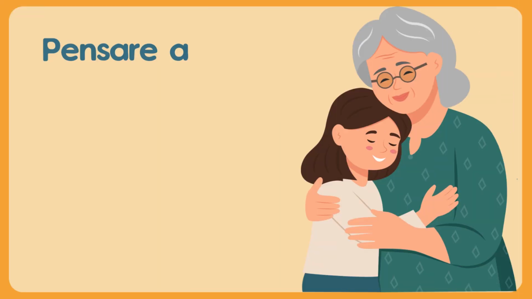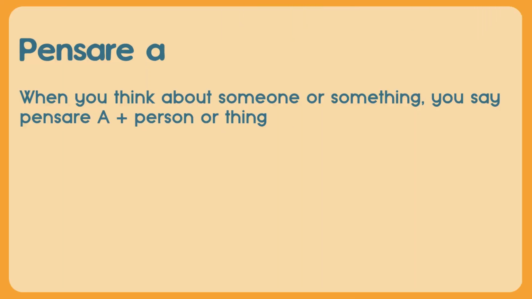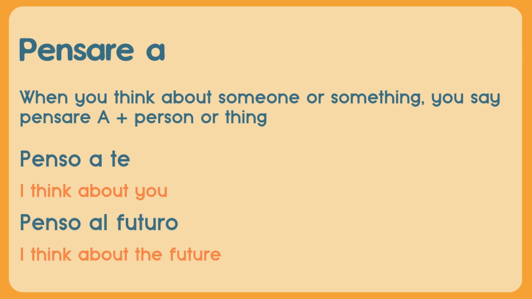Pensare a. Penso a mia nonna ogni giorno. I think about my grandmother every day. In Italian, when you think about someone or something, you say pensare a plus the person or the thing. For example, penso a te. I think about you. Penso al futuro. I think about the future.